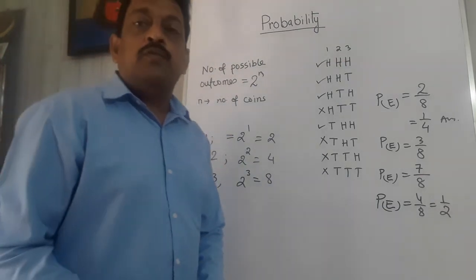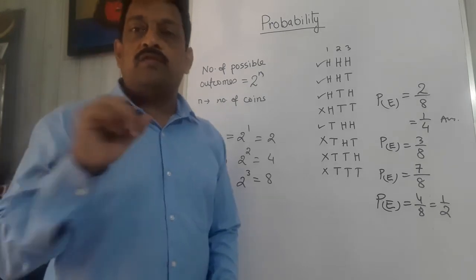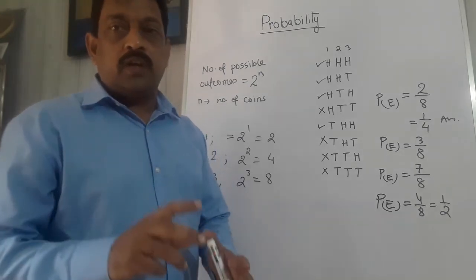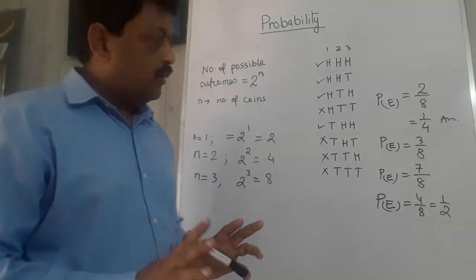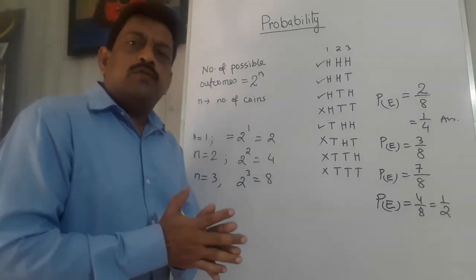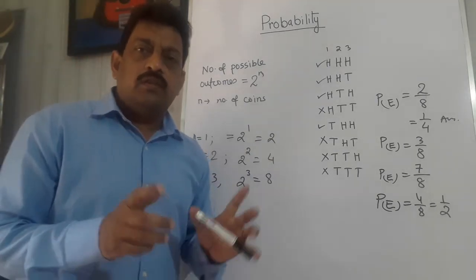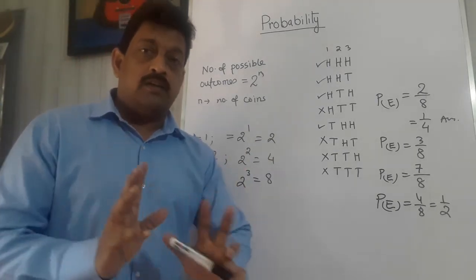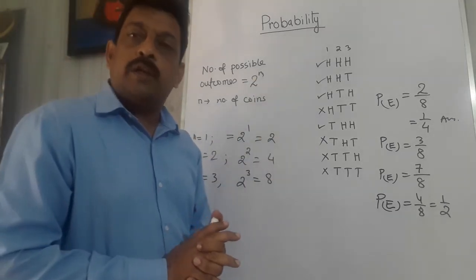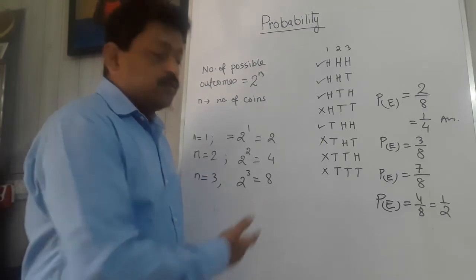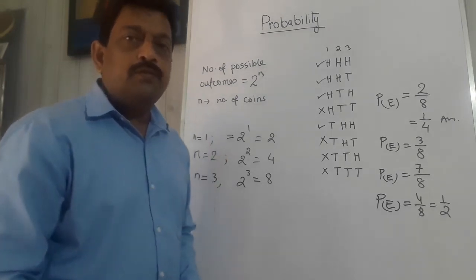Similarly, at most one head, same answer will come. At most one head means maximum one head we can take. We cannot take 2 heads or 3 heads. Understood? So many different types of question can be said from this. There is a twist of the language. You have to take care of the language. What is the question? And then go for finding the favorable outcomes. And total outcomes is already calculated using the formula. Hope you have understood.